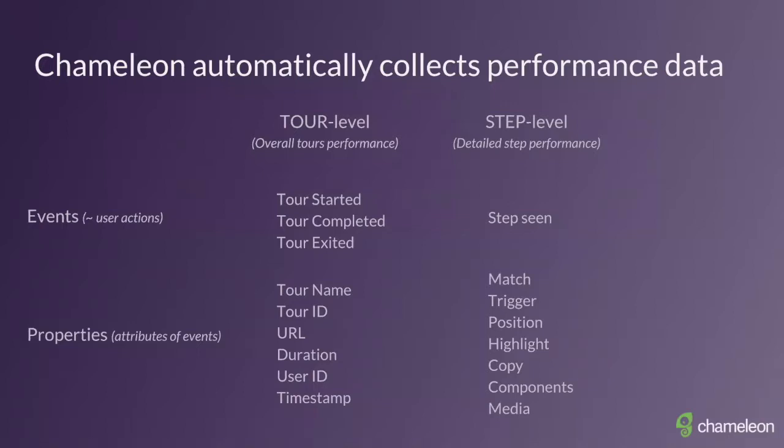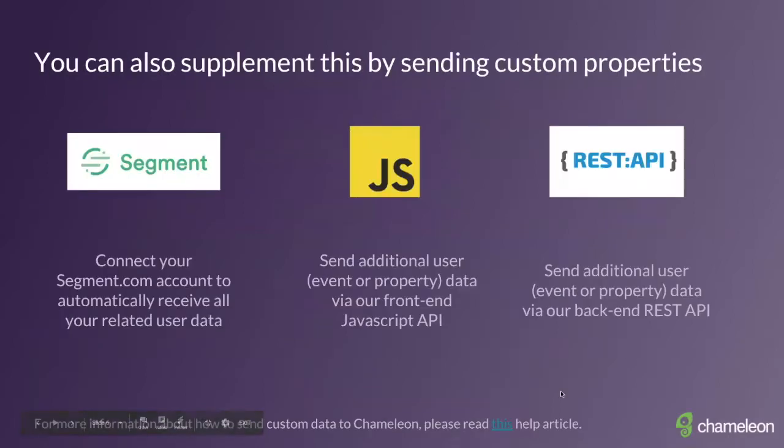So there's all these additional attributes for that step seen event, and that'll be helpful in a different way, as we'll see. So we automatically collect this data. It's all default data. You can send additional data also to Chameleon that you might want to analyze together with these events. There are a few different ways to do this.